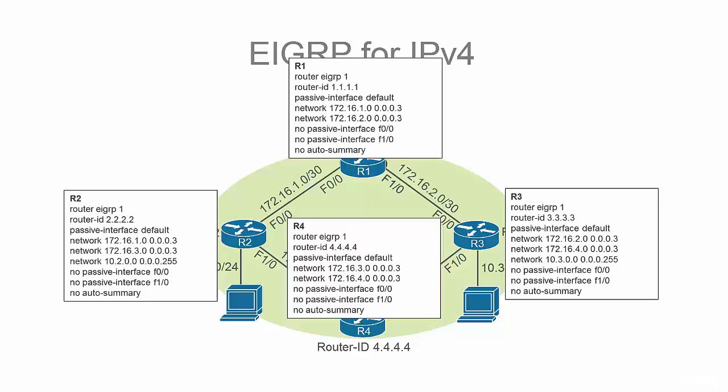We're simply going to have each router create EIGRP autonomous system number 1 with the router eigrp 1 command. Then we'll assign router IDs, make passive interface be the default, add our network statements to enable EIGRP on our routed interfaces, and then we'll say no passive to the interfaces that we want to form EIGRP peerings on. And then finally, for the base configuration, we'll say no auto-summary to disable auto summarization for EIGRP.